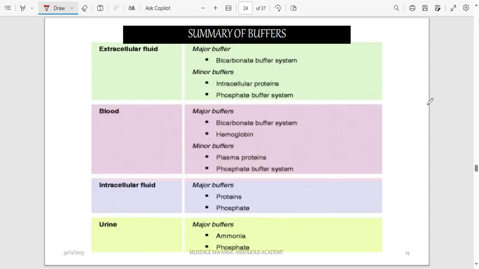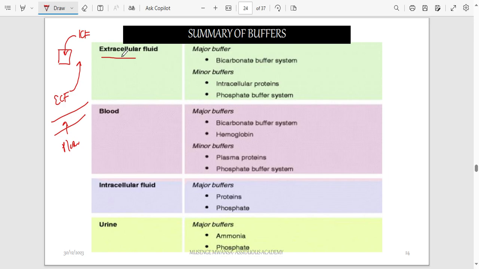Okay. So these are the buffers that you can see. In extracellular fluid, the fluid that is outside the cells. If you have got this as your cell, the fluid found inside the cell is known as intracellular fluid. The fluid found outside the cell is known as extracellular fluid. Part of the extracellular fluid is found in the blood vessels, and we call that plasma.